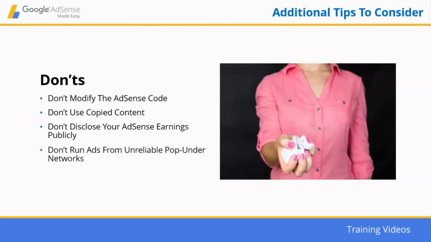Don't run ads from unreliable pop-under networks. While not against Google policies, running ads on your site from additional ad networks has its risks, as most of these networks either allow their ads to run on sites that violate Google's content guidelines or that include malware or spyware on their ads.